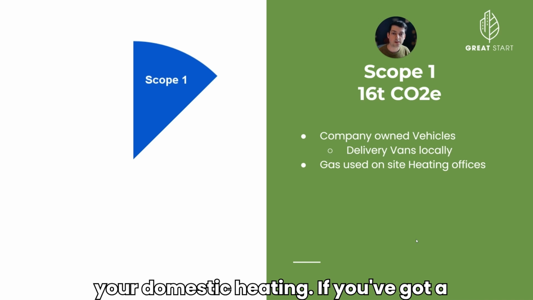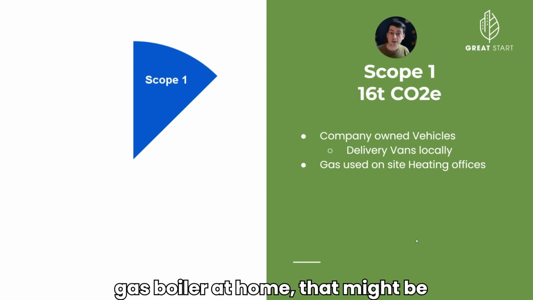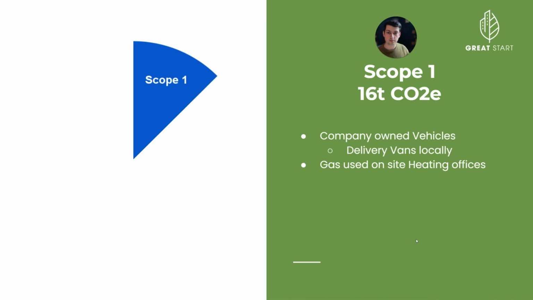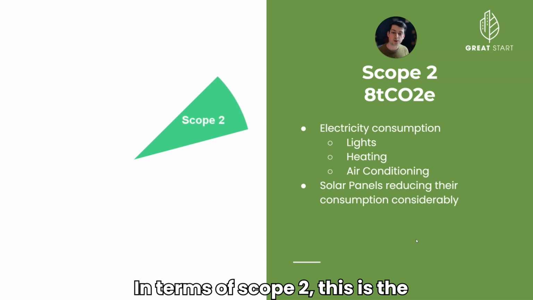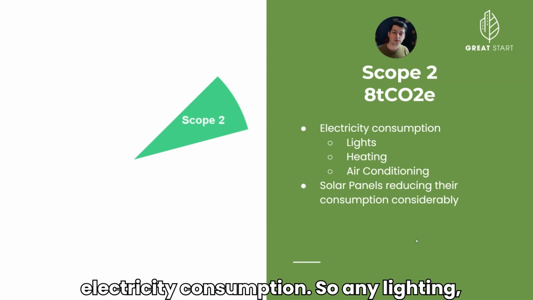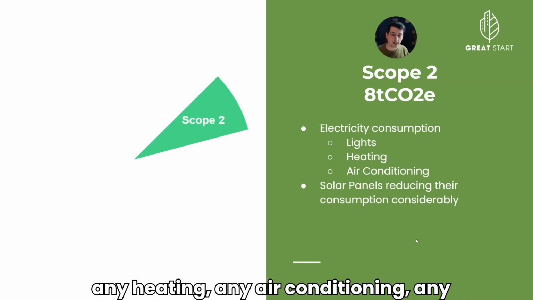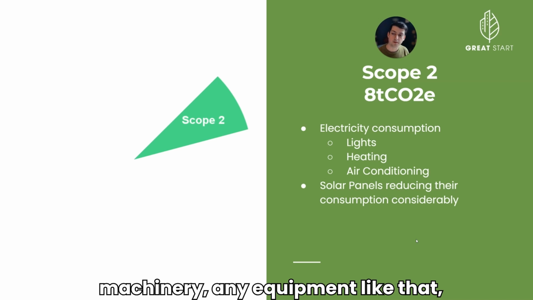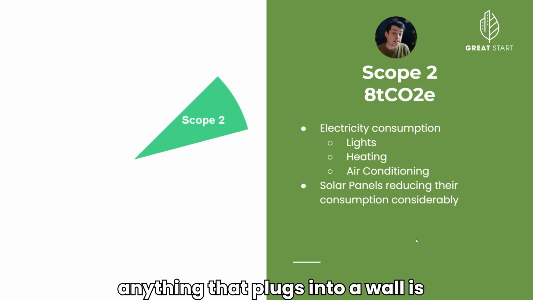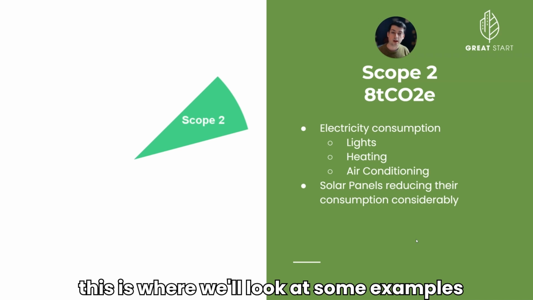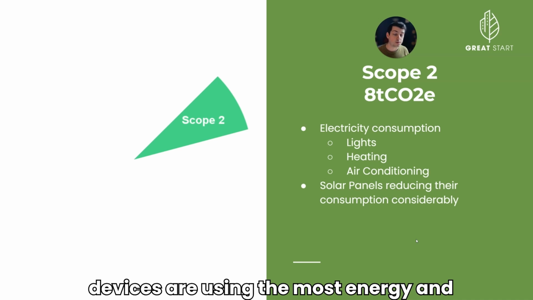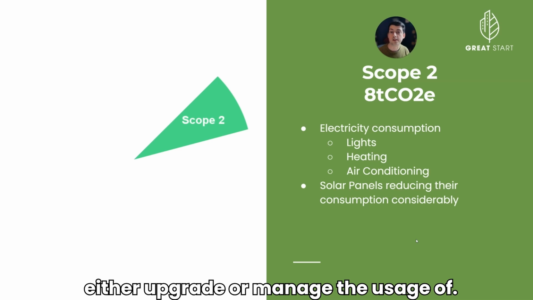The same goes for your domestic heating. If you've got a gas boiler at home, that might be generating around 2 tonnes of emissions per year from the gas you're burning. In terms of Scope 2, this is the electricity consumption, so any lighting, any heating, any air conditioning, any devices you've got that are running, any machinery, any equipment like that, anything that plugs into a wall is essentially your Scope 2 emissions. And this is where we'll look at some examples later of how to identify which of those devices are using the most energy and therefore which ones you might want to either upgrade or manage the usage of.